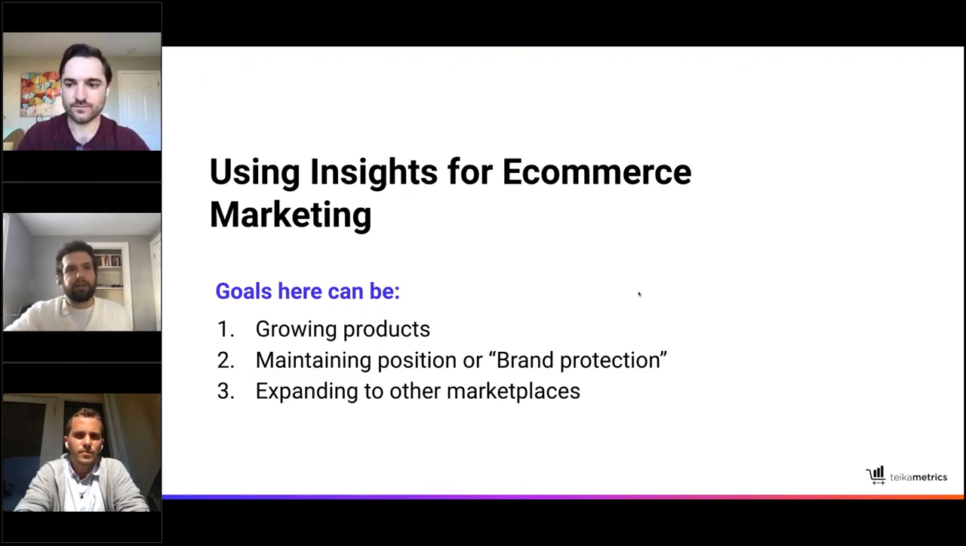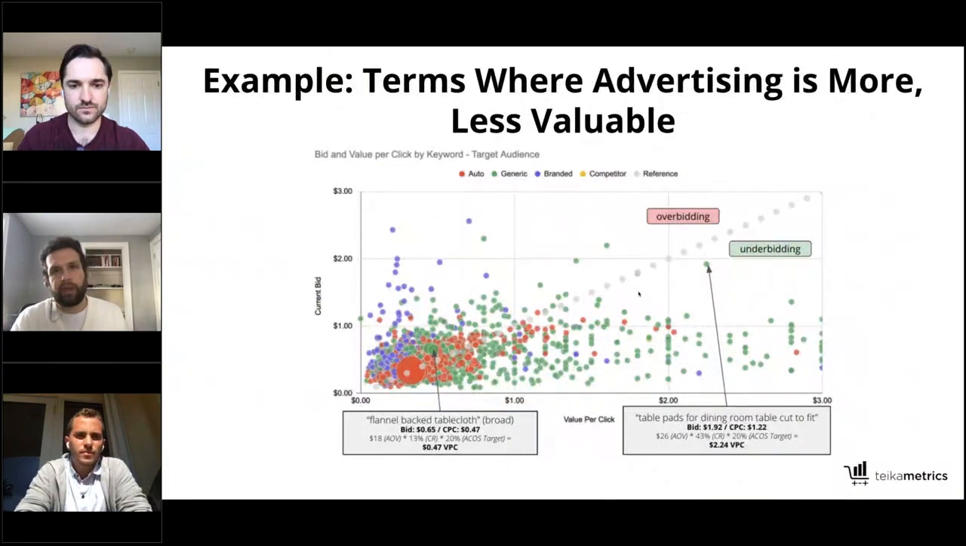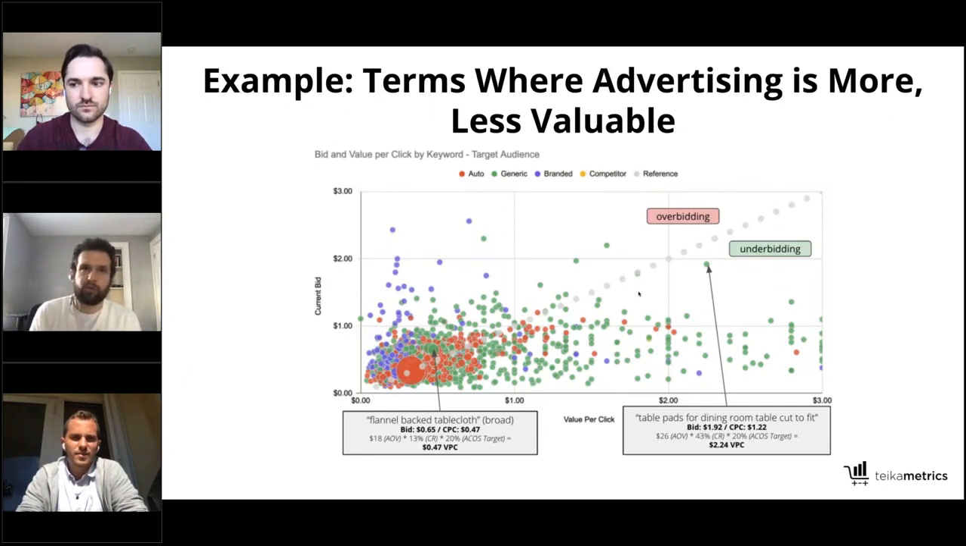Yeah, and kind of getting along with that, I think this is a great graph that illustrates a lot of this, and I definitely encourage folks to put this in their own mind. This is an audit that we conduct for certain subsets of our clients, as we're looking at what they've been doing prior to coming to Teikametrics. And this gets at the idea of overbidding versus underbidding on a given search term. I mean, this is really critical, right?